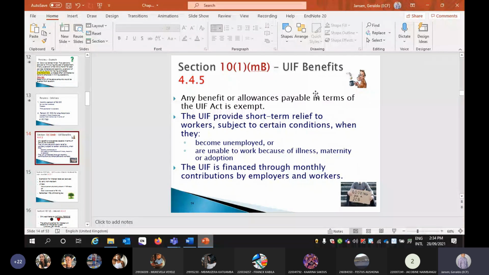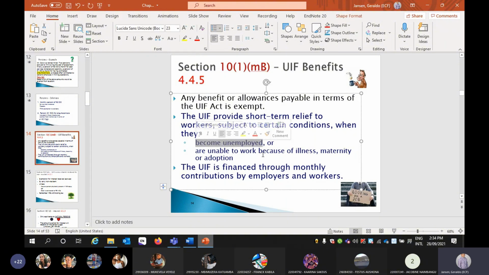Like I said, guys, in Namibia we call it Social Security. The UIF provides short-term relief to workers, subject to certain conditions, when they become unemployed. Sometimes the Social Security or UIF will even pay you a salary for 3 months when you get retrenched, and that money will be exempted. It is for when you are unable to work because of illness, maternity, or adoption. In South Africa, even when you adopt a child and need to be away for court situations that you have to attend, you can claim from UIF.